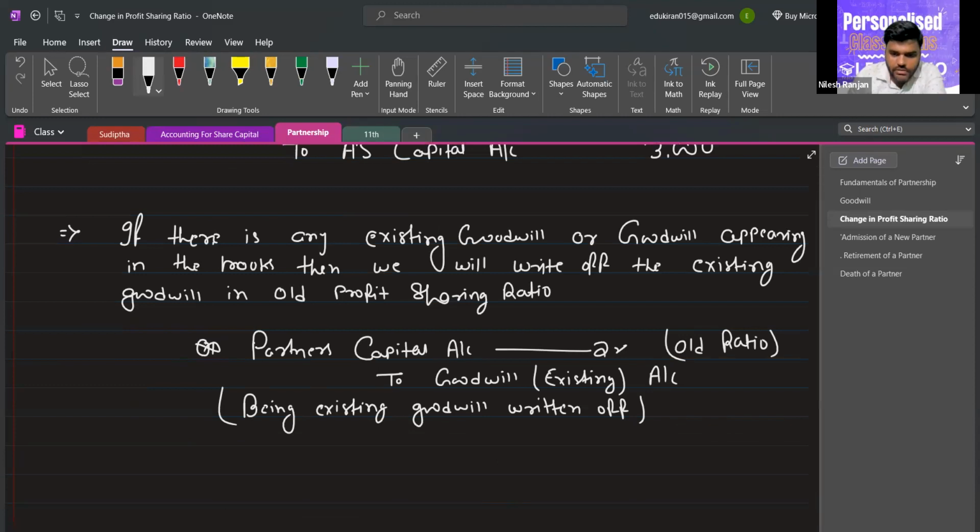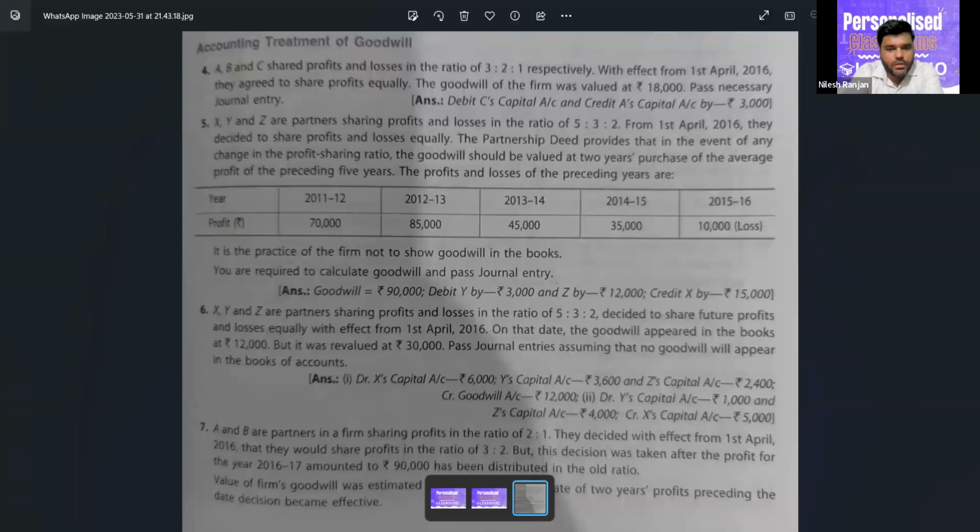So now let's solve the question. You can see there are two questions here, question number 6 and 7. In question number 6, there is an existing goodwill, and in question number 7, a little part of the question is not here. So we are solving question number 6.